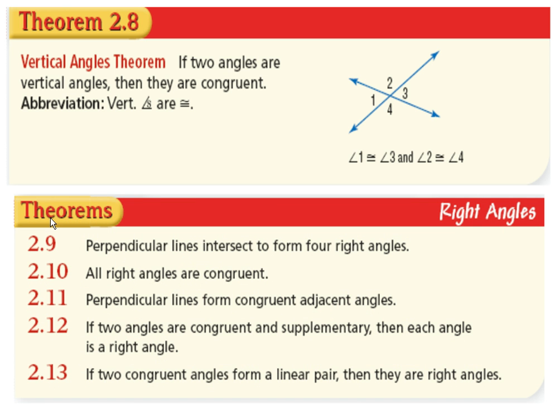Right angles. Here are theorems all about right angles. 2.9, perpendicular lines intersect to form 4 right angles. 2.10, all right angles are congruent. 2.11, perpendicular lines form congruent adjacent angles. 2.12, if two angles are congruent and supplementary, then each angle is a right angle. 2.13, if two congruent angles form a linear pair, then they are right angles.